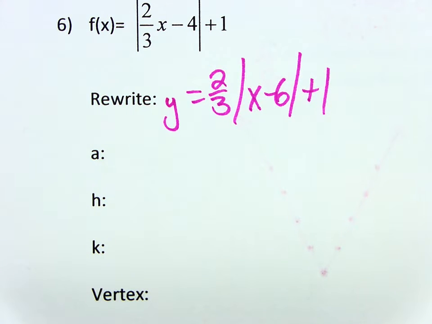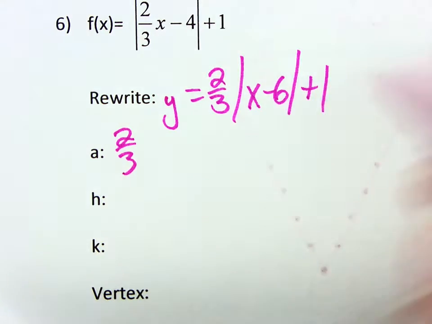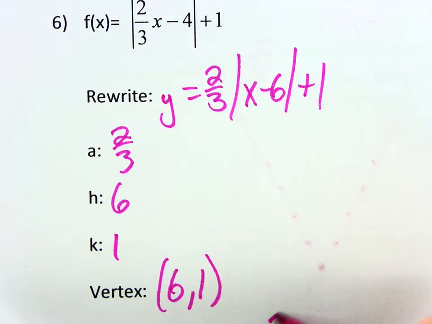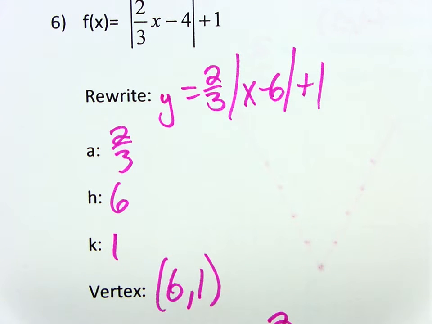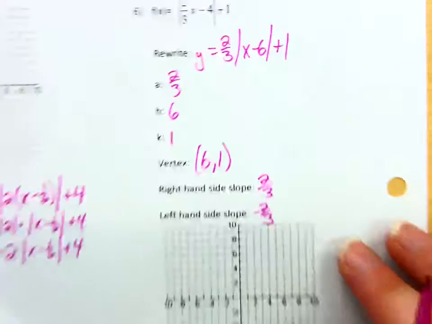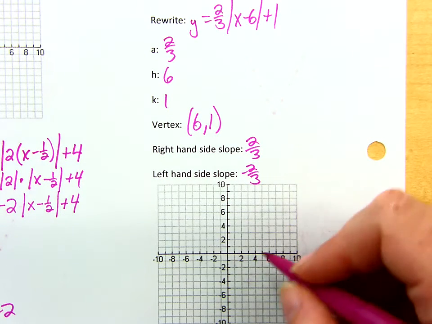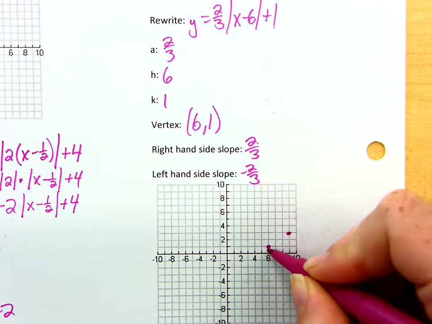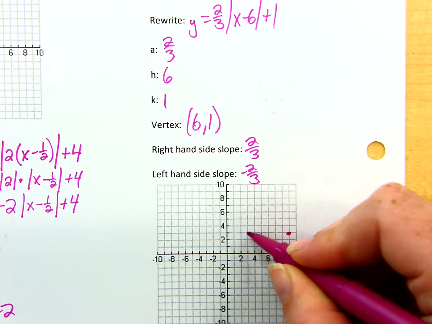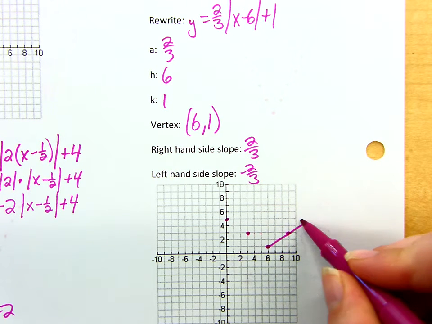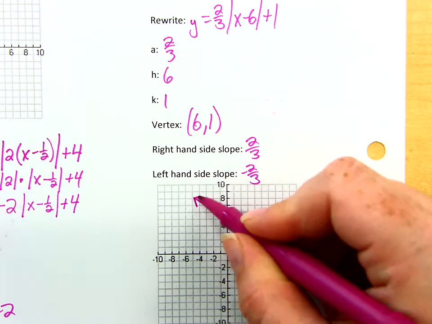And now I'm all set because I know how to handle this. This is old news. A is 2/3, H is 6, K is 1, 6 comma 1. The right-hand side slope would be 2/3, so the left-hand side is negative 2/3. And now I'm all set to graph. Ta-da!